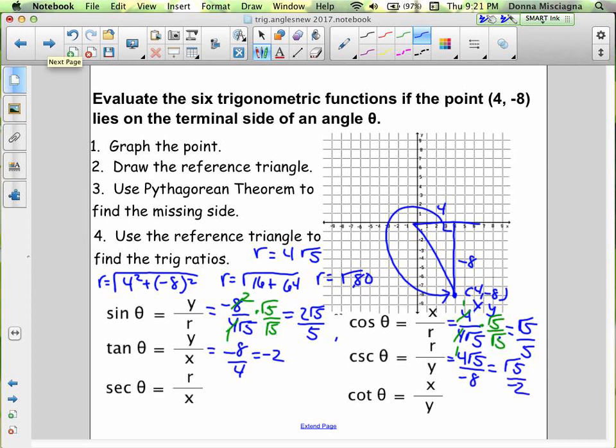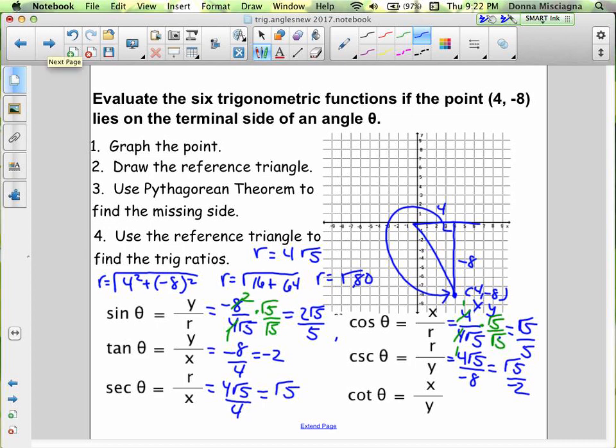And then secant, the reciprocal of cosine, is going to be 4 square roots of 5 over 4. That's going to reduce. You can see why I wouldn't just want to use 5 and square root of 5, because then I'd have to rationalize. The 4's will cancel. Square root of 5.